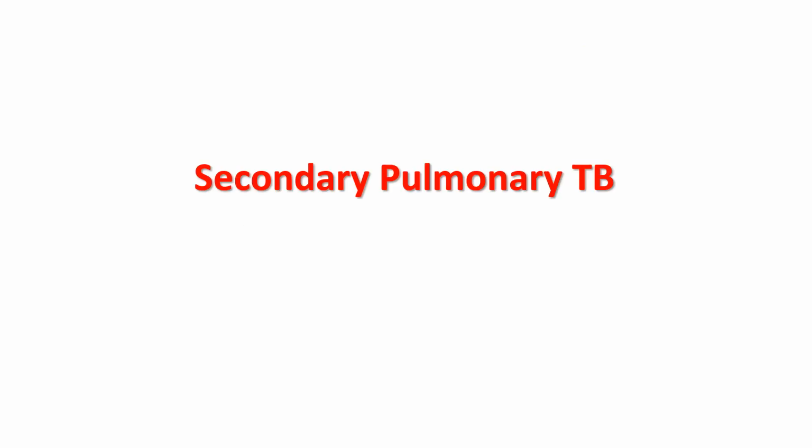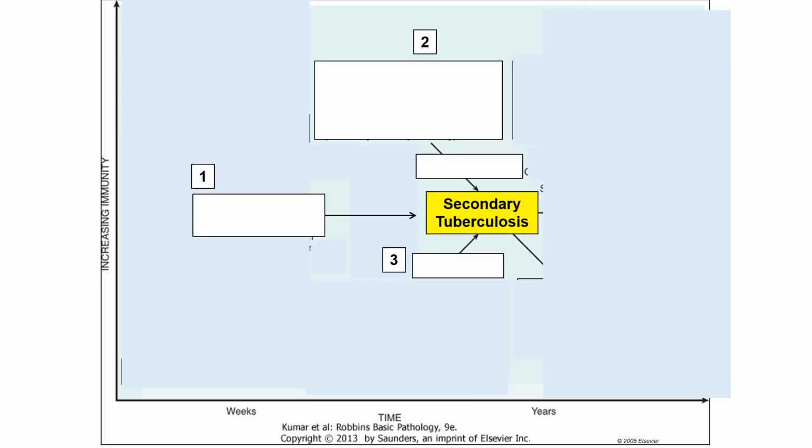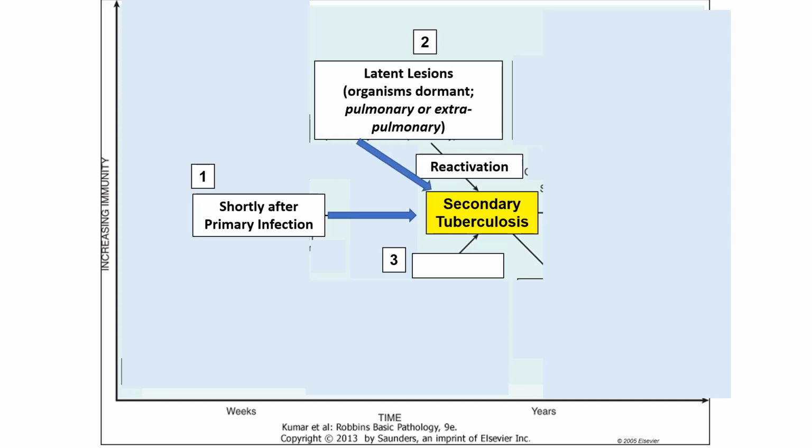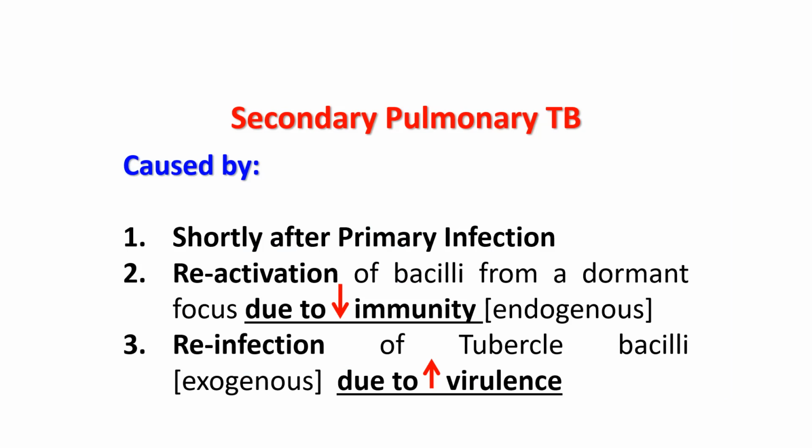Okay, secondary pulmonary TB. What is meant by secondary pulmonary TB? Secondary pulmonary TB is infection with TB for the second time. Either it occurs shortly after primary TB, or through reactivation of that dormant focus as we said previously, or exposure to external infection from an infected person. That's called reinfection from another infected person.